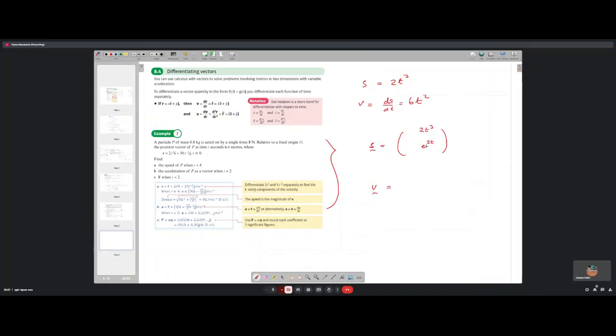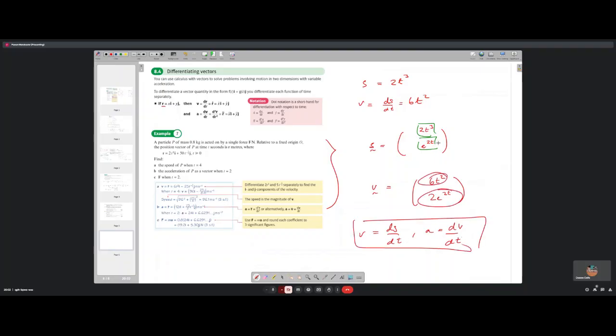It's exactly the same process. You're just differentiating each of these things at once. That's it. So then it would just be 6t squared, 2e to the 2t. That's it. That's not difficult, is it? That's exactly what they're telling you here. So when you differentiate, when you use the same rules again and again, so when you say acceleration is dv over dt, velocity is ds over dt, you're using the same rules, you're just applying it to each term. That's it. Not so difficult, is it?